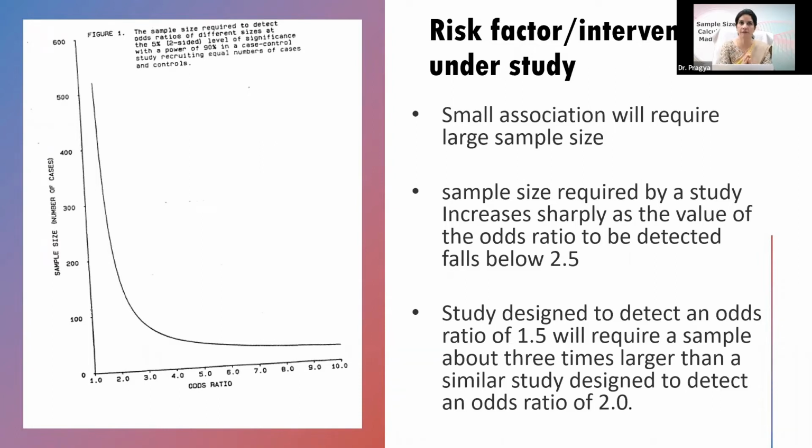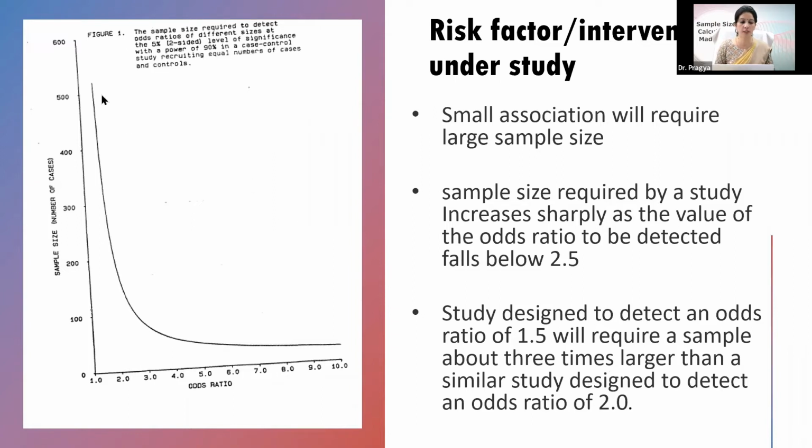If there is a small association, we will talk in terms of the odds ratio. If the odds ratio is small, then you need a larger sample size to detect that odds ratio. So that's how we say that the sample size required differs if you are detecting 1.5 versus 2. Although the difference in odds ratio is only 0.5, you need at least 3 times larger sample size if your odds ratio is 1.5 instead of 2.